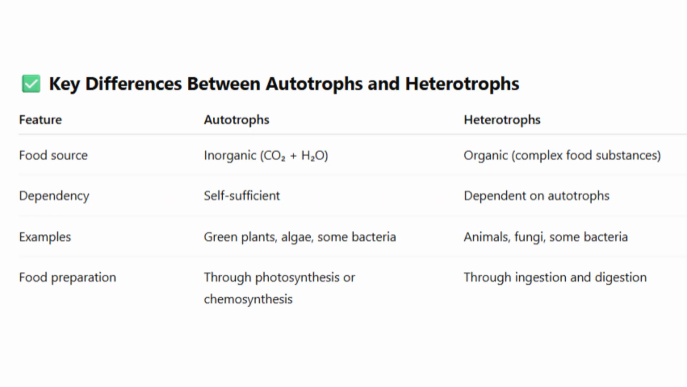Key differences between autotrophs and heterotrophs. Food source: autotrophs use inorganic CO2 plus H2O; heterotrophs use organic, complex food substances. Dependency: autotrophs are self-sufficient; heterotrophs are dependent on autotrophs. Examples: green plants, algae, some bacteria; animals, fungi, some bacteria. Food preparation: through photosynthesis or chemosynthesis; through ingestion and digestion.